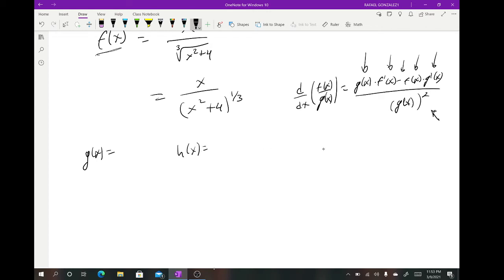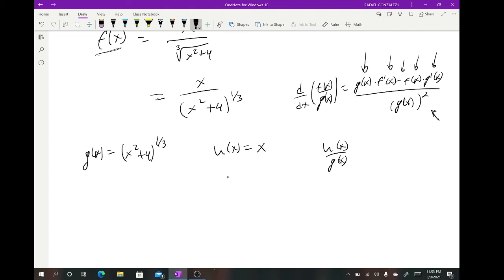But just so that you could see what's going on, h of x is going to be my numerator, g of x is still going to be my denominator. So h of x here is x, g of x is (x squared plus 4) to the power 1/3. So we have to be a little bit more careful. Let me give myself more space. When applying the quotient rule now, we have to be a little bit more careful.